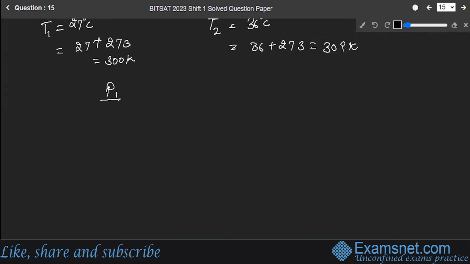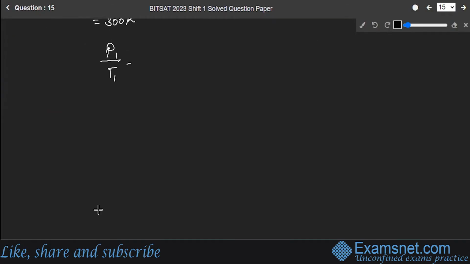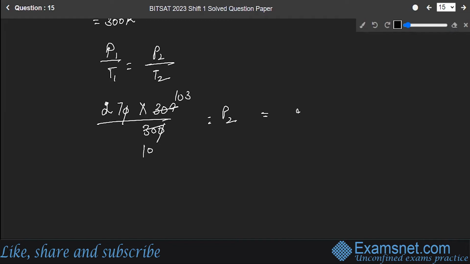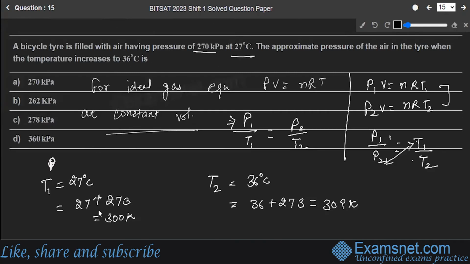P1 upon T1 is equal to P2 upon T2. P1 is equal to 270 kilopascals, I'll let it be kilopascals only. T1 is equal to 300 and T2 is equal to 309. This is equal to your P2. So this cancels and this is 103, this is 10. This will give you, on solving, 278 kilopascals. Okay, so 278 is your C option. Hope you understood that. Let's move to the next question.